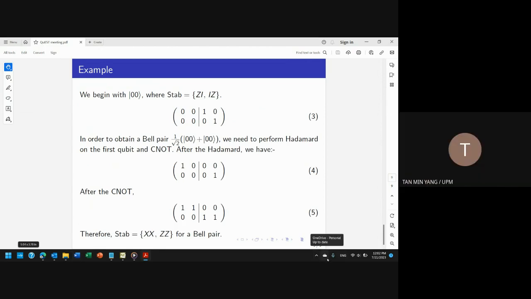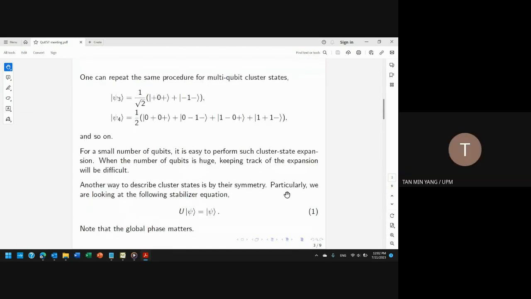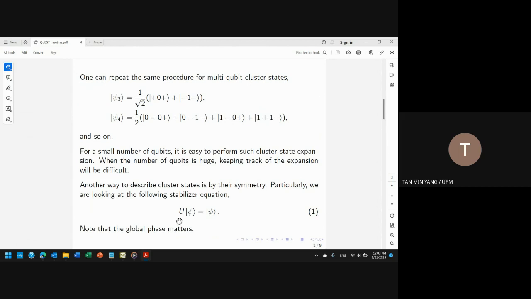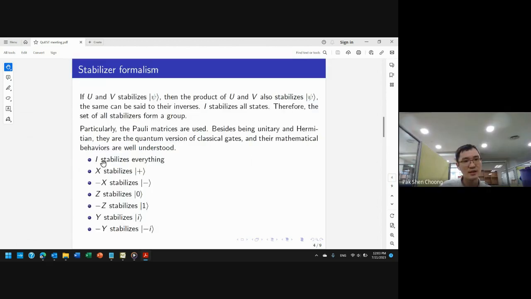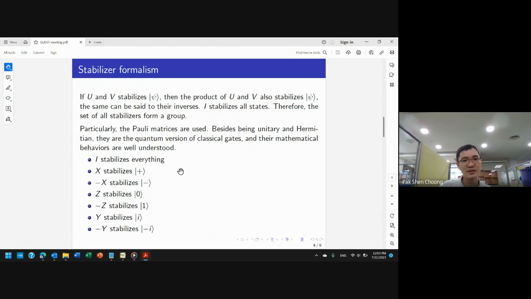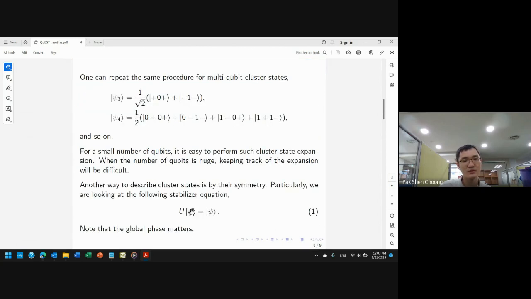I got a question. Choong, what is the definition of a stabilizer? Can I have a look? I'm still confused. Stabilizer basically is all the elements U such that it satisfies this equation. You mean identity? Yeah, that's why identity stabilizes everything, because identity multiplied with your state, you always get back your state.